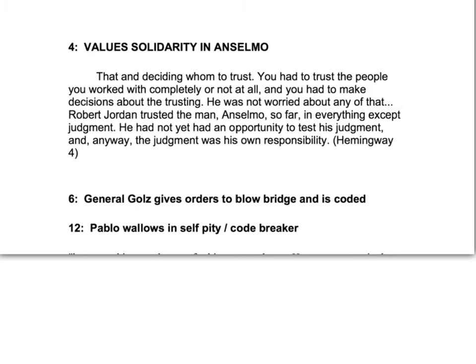But here's Anselmo right away. He had to decide whom to trust. You had to trust the people you worked with completely or not at all, and you had to make decisions about the trusting. He was not worried about any of that. Robert Jordan trusts the man Anselmo so far in everything except judgment. He had not yet had an opportunity to test his judgment, and anyway, the judgment was his own responsibility.